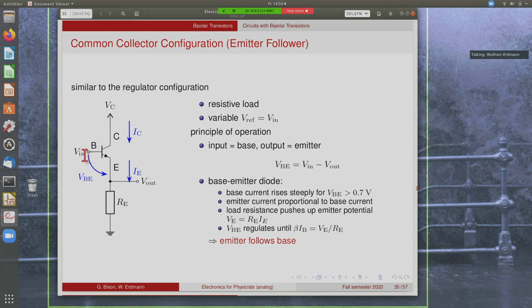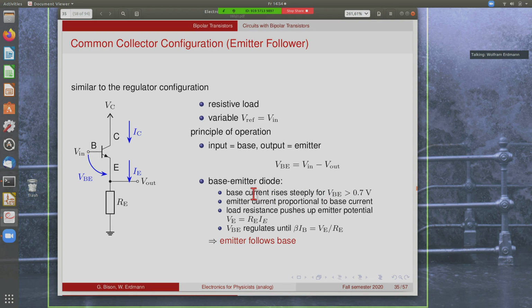The input is usually not a fixed voltage, but it's variable, so we will change this voltage and see what happens at the output. So the principle of operation of the circuit is the following. The base is your input, and the emitter is your output. And the base emitter voltage is the difference between the two voltages.